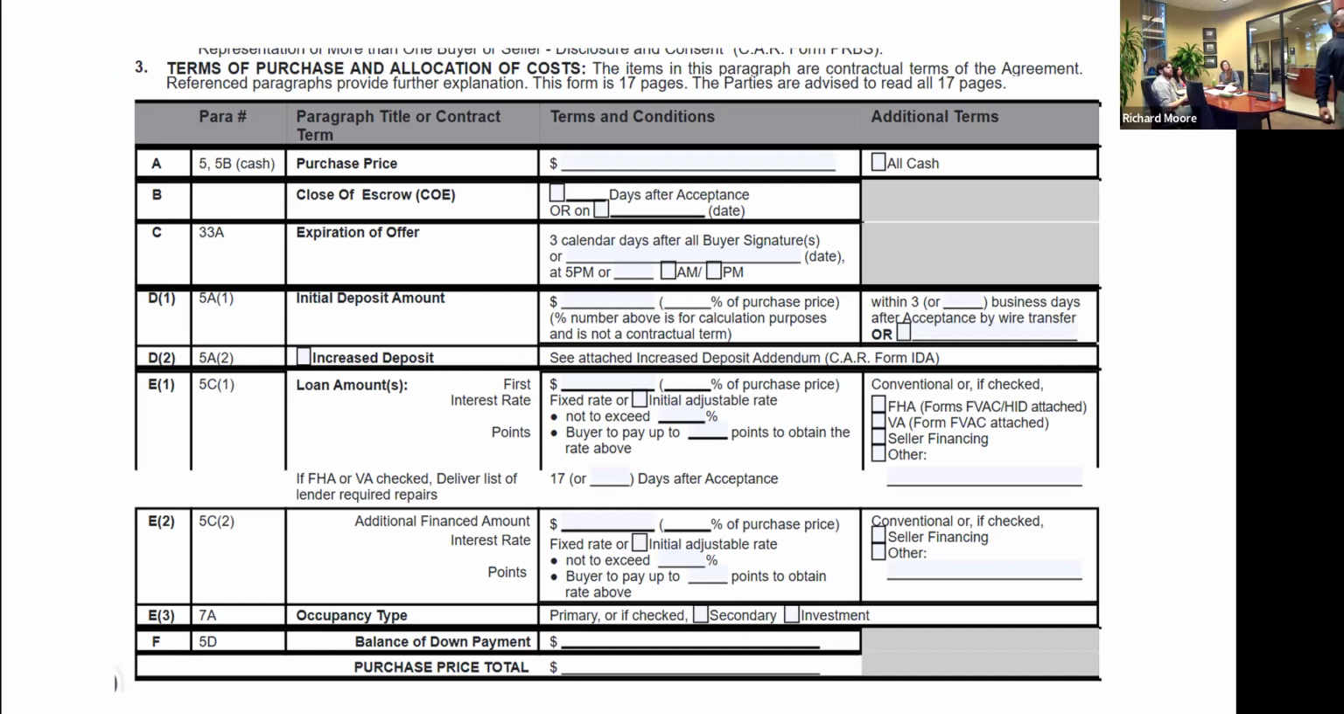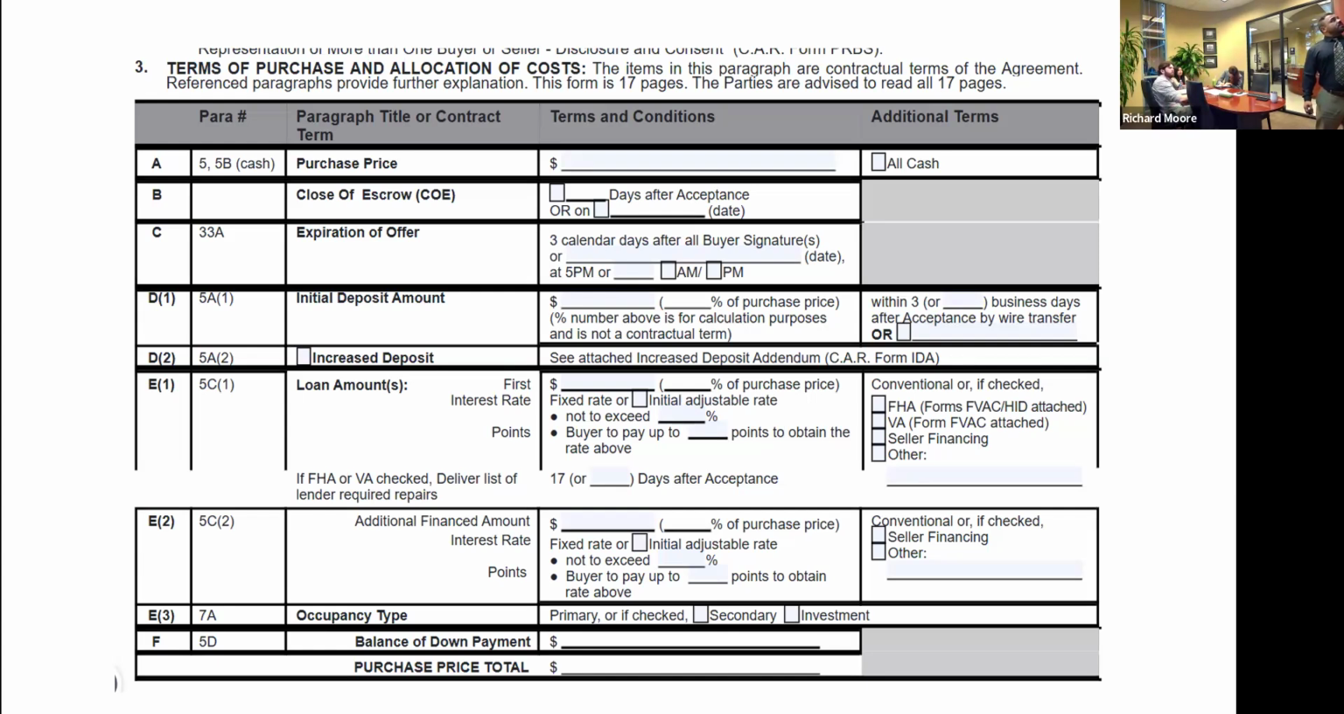So you're going to talk to them about the price on letter A, whether it's all cash or not. And then how many days escrow is going to be. 30 days is typical, but if you want it to look more appealing, it's going to be 21 days. Expiration of offer, you don't have to explain it, it expires after 3 days. Initial deposit, most people leave 3%. So whatever 3% of your offer is, that's the number that goes in there.